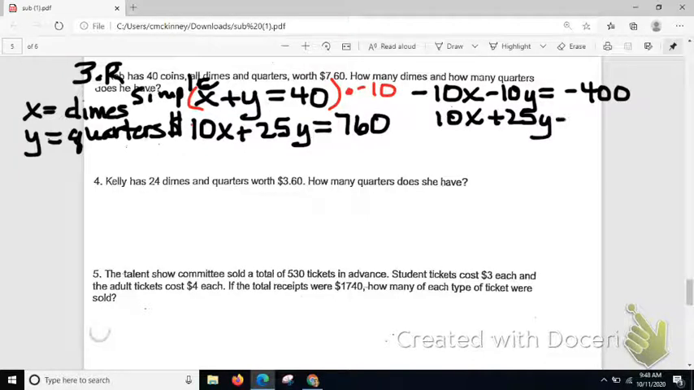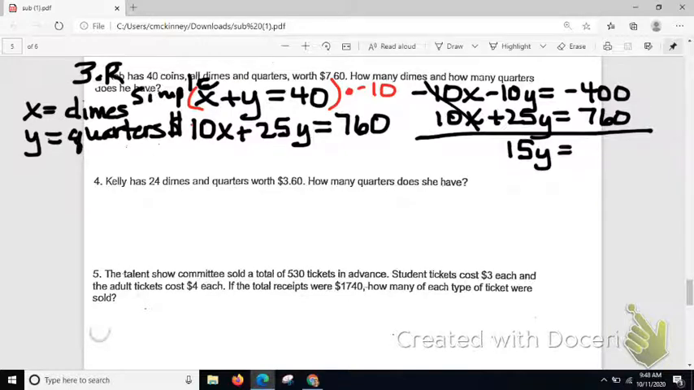So really, after I got this set up, you could probably stop watching, finish this problem on your own without any issues. It's just getting it set up because it is different than what we've done so far. These would eliminate, of course, something better eliminate. I have 15y, 360. So this would be y is 24. So I know there are 24 quarters.